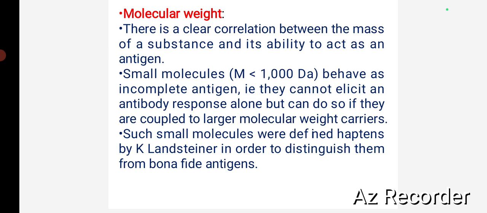Such a molecule elicits an antigenic response only when combined with a carrier molecule. They cannot elicit an antibody response alone, but can do so if they are coupled to larger molecular weight carriers. Such molecules were defined as haptens by K. Landsteiner in order to distinguish them from bona fide antigens. Landsteiner elucidated the antigen and also the hapten.